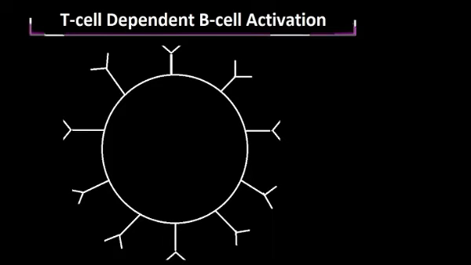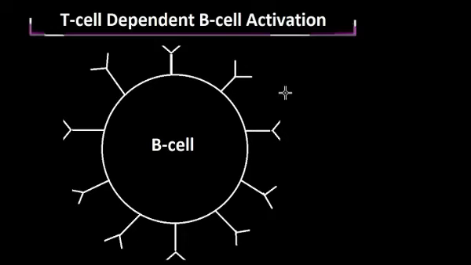Hi, in this video we're going to talk about how B cells are activated with the help of T cells. This process is called the T cell dependent activation of B cells. Let's start off by first talking a little bit about the B cell.